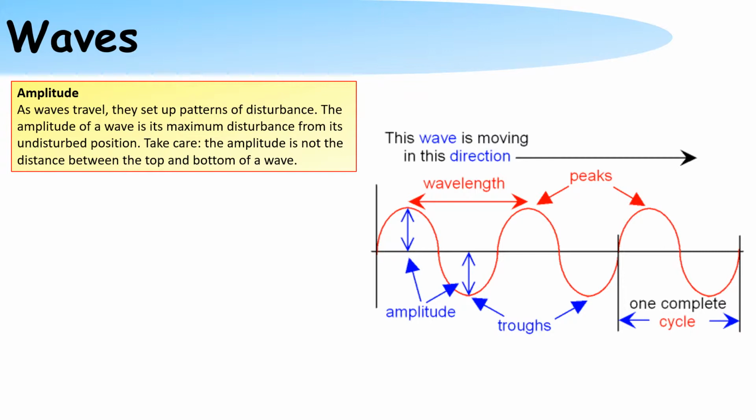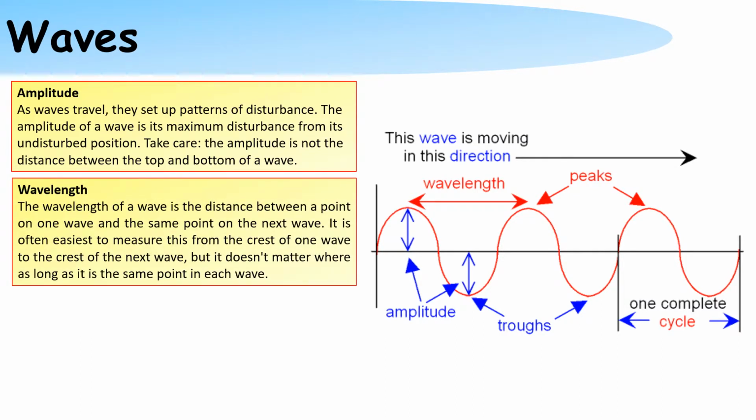The amplitude of the wave is shown by the patterns of disturbance within the wave. So as a wave travels, it sets up patterns of disturbance. The amplitude of a wave is its maximum disturbance from an undisturbed position. Take care that the amplitude is not the distance between the top and the bottom of the wave.